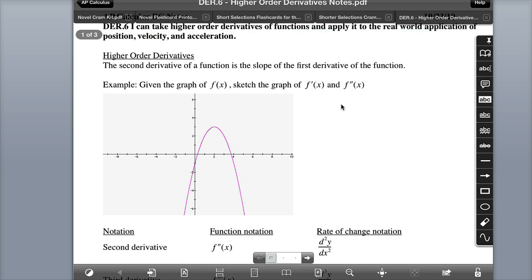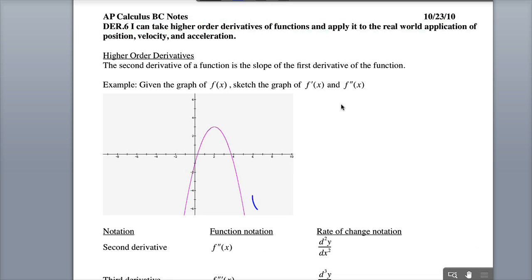Let's just say that's f of x. Now let's say I wanted to find the slope of this. Do you agree in this area right here, the slope is positive? Here it's really steep, then it gets less steep, then less steep, and then now the slope is 0. So the slope here is positive but getting smaller and smaller towards 0. So it's almost like a straight line.